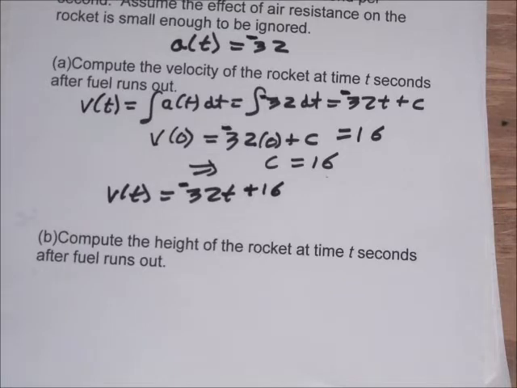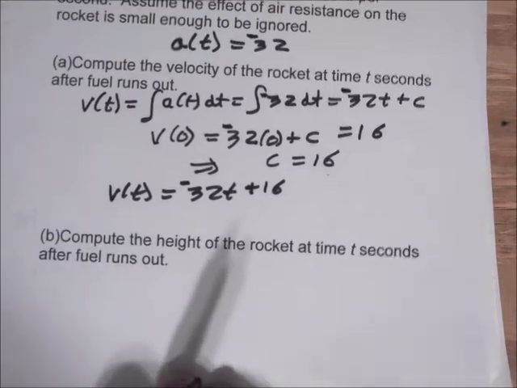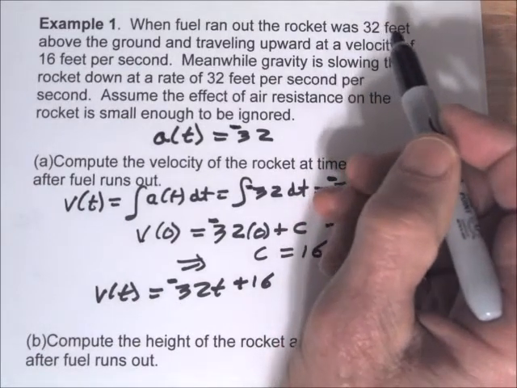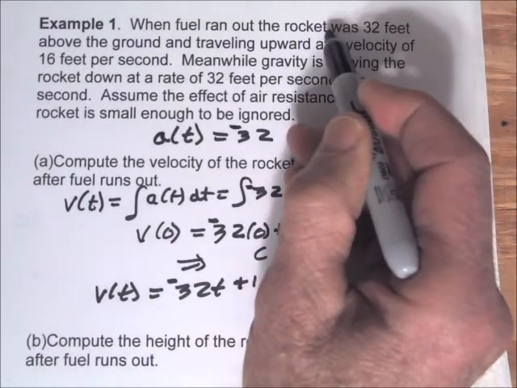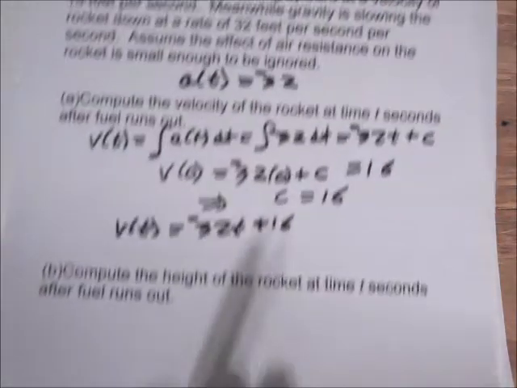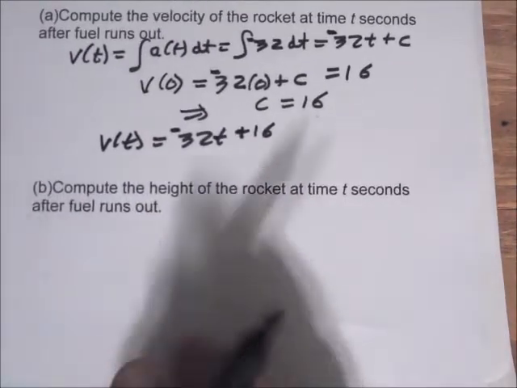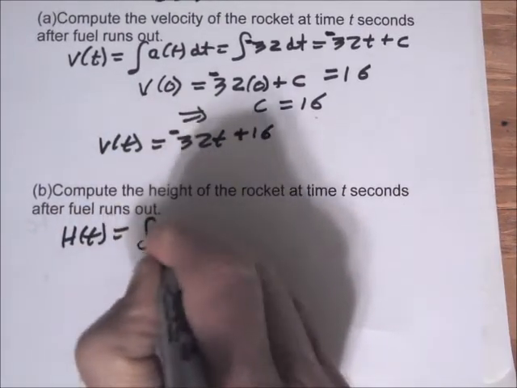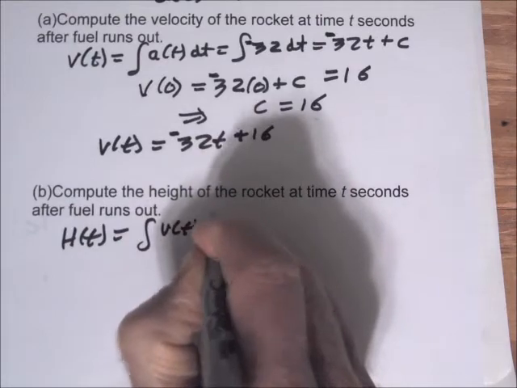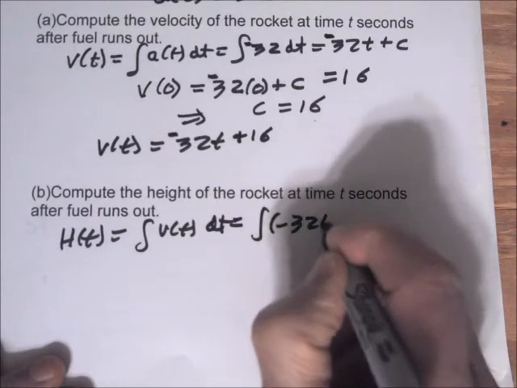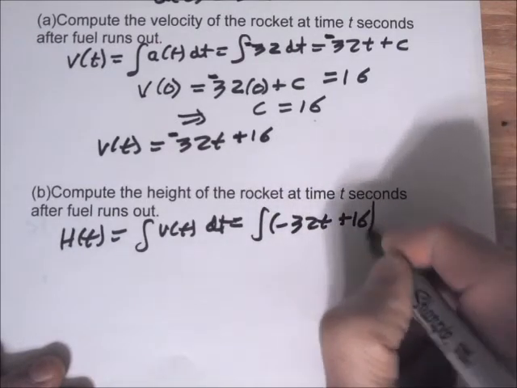Okay, so part B, we want to compute the height of the rocket at time t seconds after fuel runs out. Again, this is part of our initial conditions: initially when the fuel ran out, the rocket was 32 feet up. That was another initial condition that we're going to use for this part. So the height is going to be the antiderivative of velocity, so it's the antiderivative of minus 32t plus 16 dt.